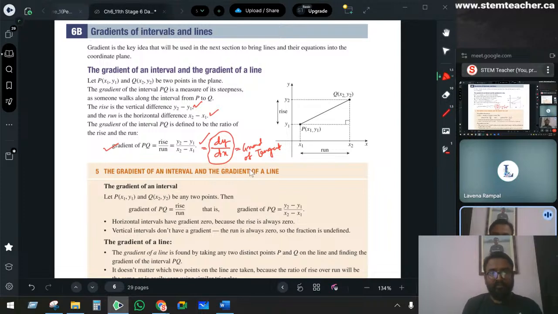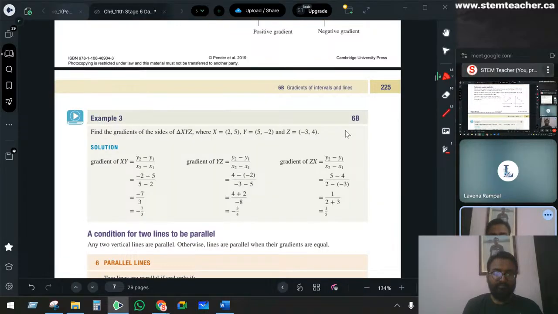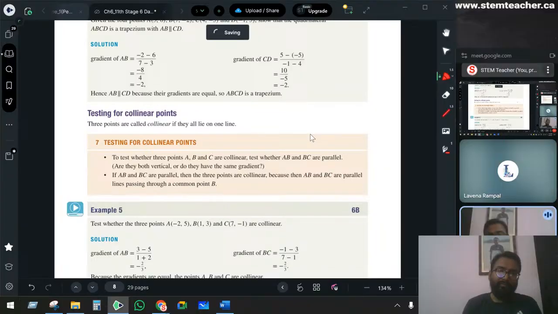And we have to see related problems. It is a positive slope, it is a negative slope, it is a positive gradient, it is a negative gradient. Similarly we have a few basic formulas and all. So here I am stopping now.